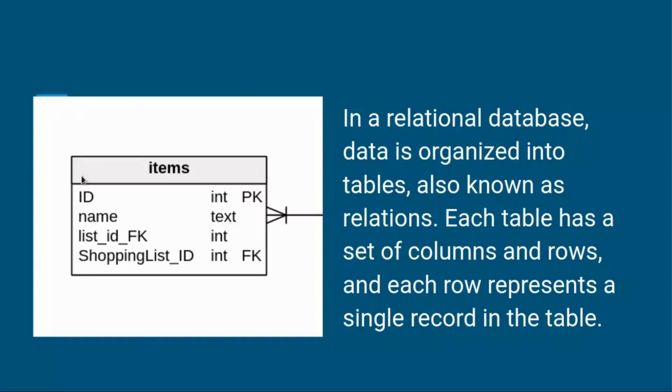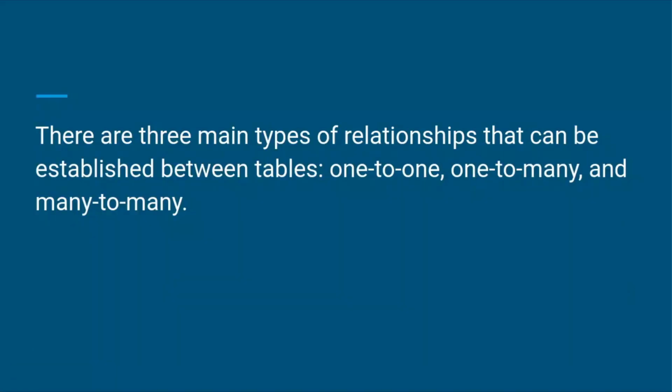For example, here we have the ID, which is denoted as the primary key. The primary key is just a unique identifier of each record which we insert. Every row is like a new record inside our database, and this ID is going to be a unique identifier of that particular record. There are three main types of relationships that can be established between tables: one-to-one, one-to-many, and many-to-many.